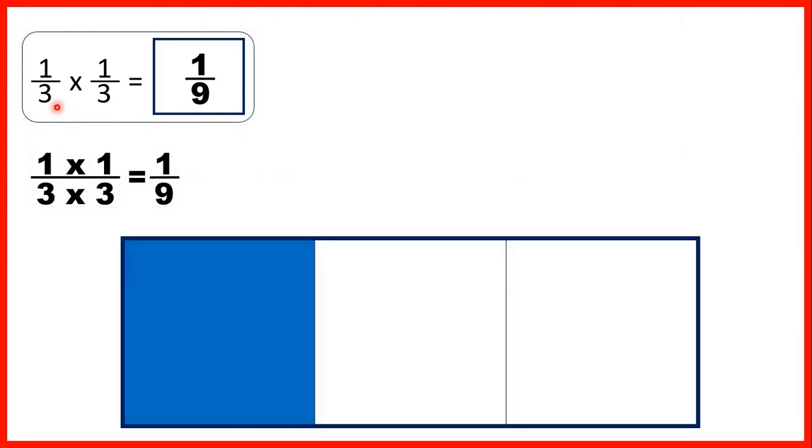Let's take another look at this first question. 1/3 times 1/3 is 1/9. That might be confusing because if you know that the larger the denominator, the smaller the fraction, you'll notice that multiplying by a fraction gives us a fraction that's smaller than what we started with.